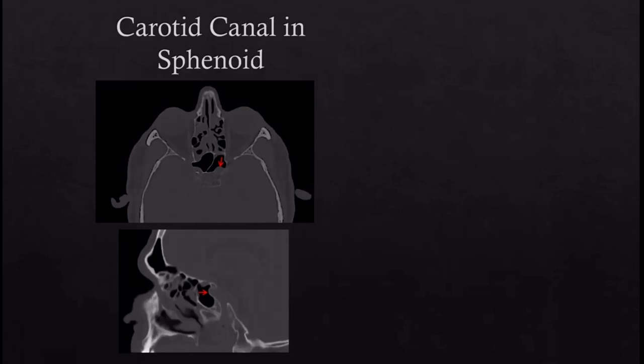Occasionally, the carotid canal can protrude into the sphenoid sinus, as it does in this patient. In this case, there is an intact, thin, bony covering, but sometimes the canal can be dehiscent and the artery can be in the sinus itself, in which case the surgeon always wants to know.